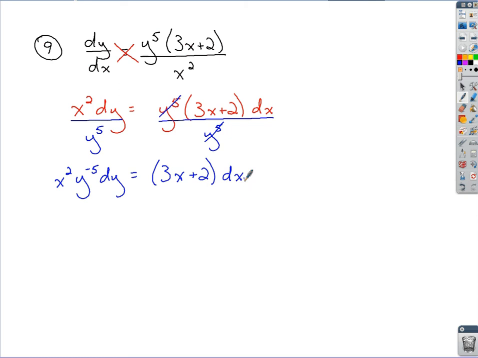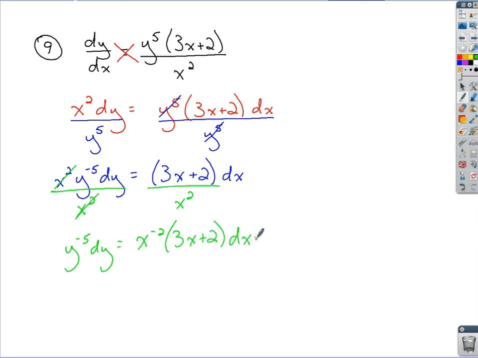So now that leaves us with that x squared we don't want on the left side. We want to move that to the right, so divide both sides by x squared. If you do that, the x squareds cancel. You've got the y to the negative fifth dy equals, dividing by x to the second, same thing as bringing that x to the second up, making that x to the negative second, times that quantity of 3x plus 2 dx.